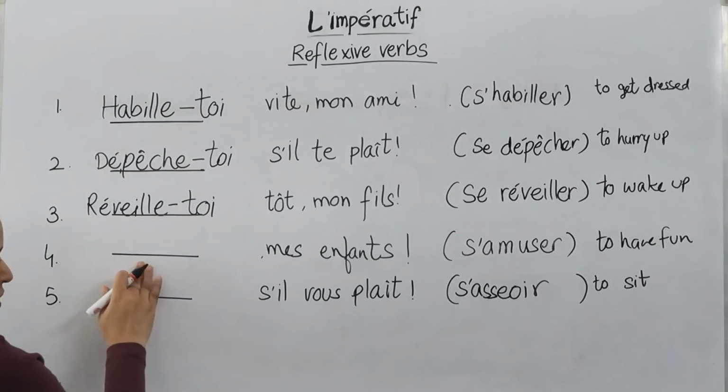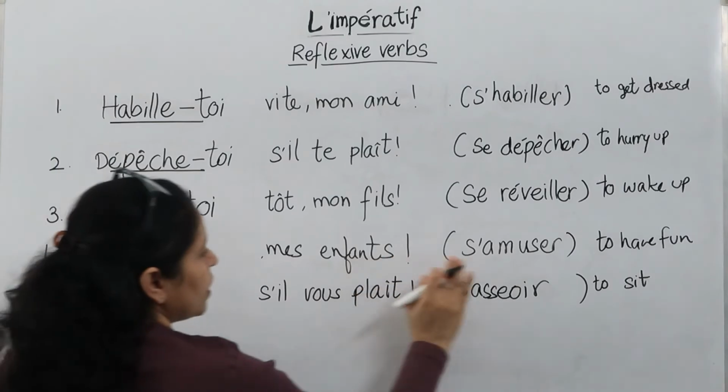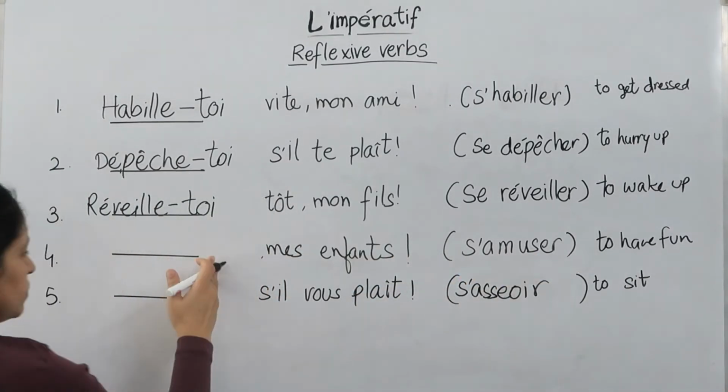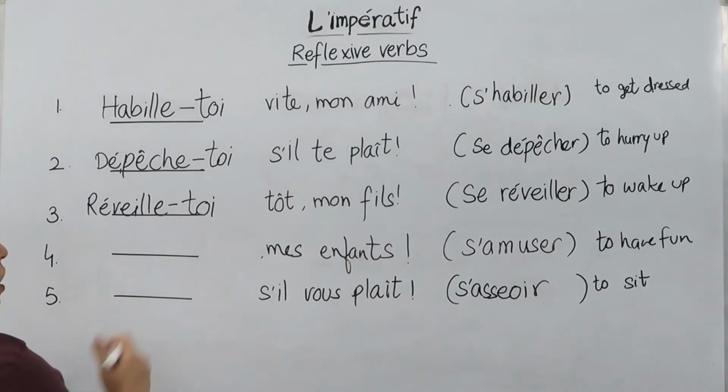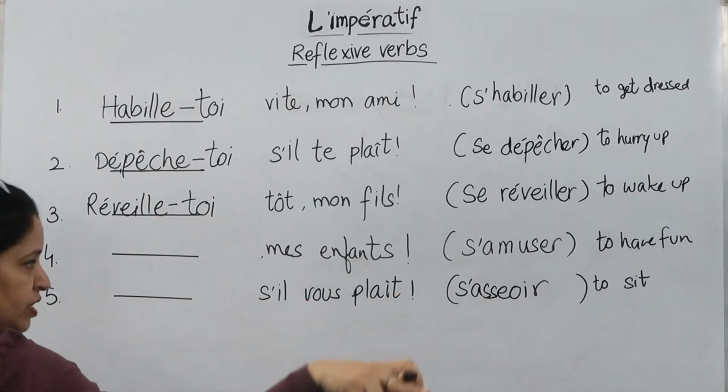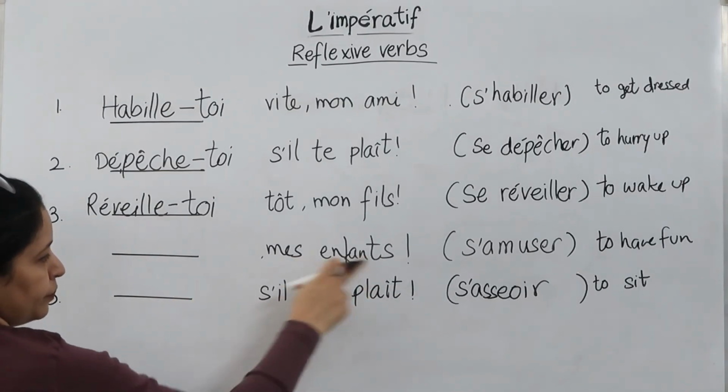Fourth one. Dash mes enfants. Verb is s'amuser, which means to have fun or to enjoy. Suppose they are going for a picnic. So, I am saying, have fun, my kids. Now, I am talking to the second person plural. Kids are more than one here, right?